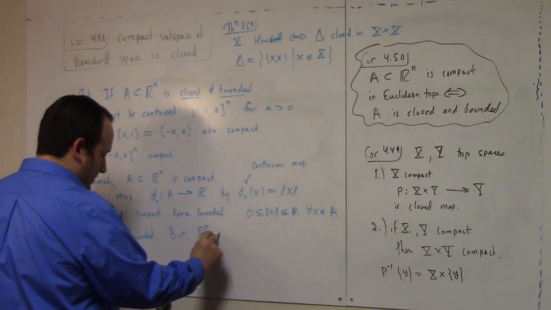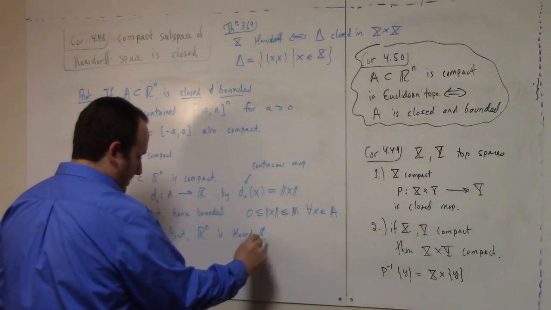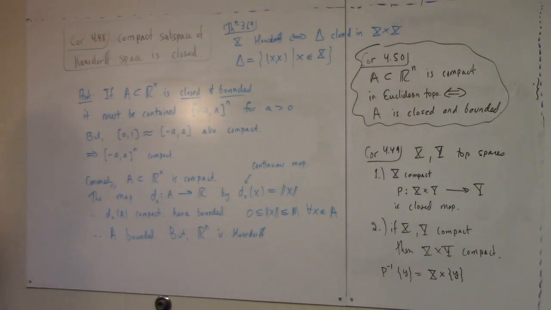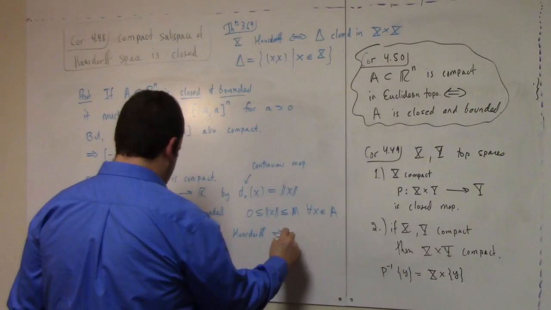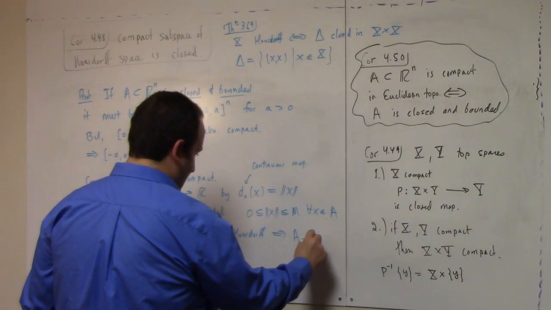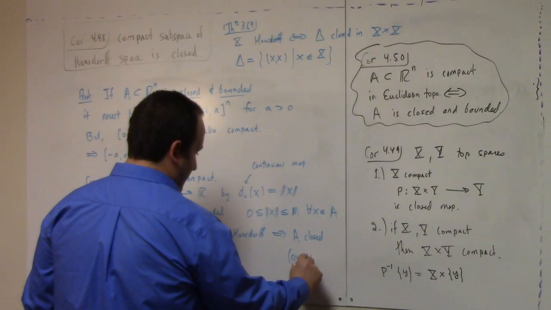R^n is Hausdorff, right? You have a bounded, there it is, compact subspace of Hausdorff space is closed. So that implies closed. By Corollary 4.48.